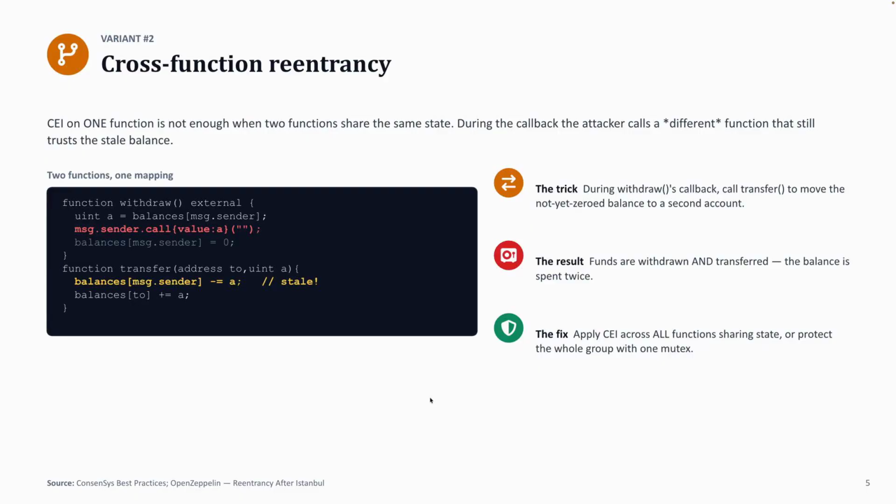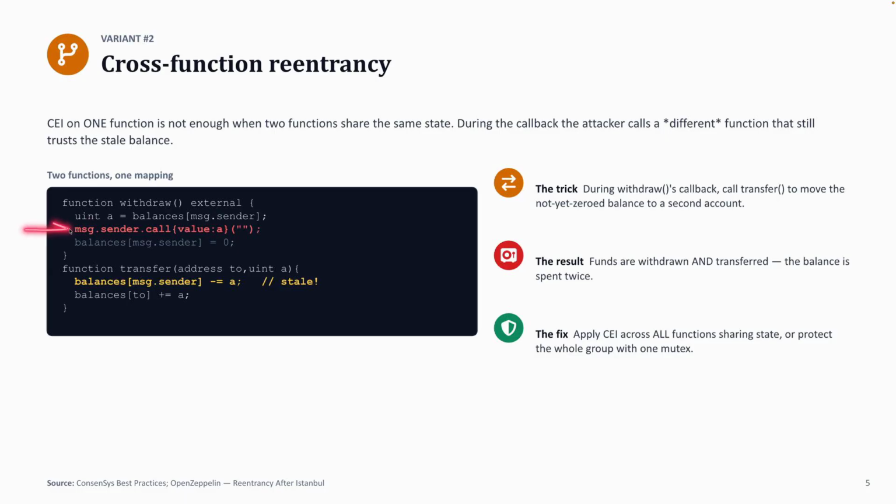The second variant of reentrancy is cross-function reentrancy. Check effects interaction on one function is not enough when two functions share the same state. Here we have two functions, withdraw and transfer, that share one mapping, which is the balances mapping. So what is the trick here? During withdraw's callback, call transfer to move the not yet zeroed balance to a second account.